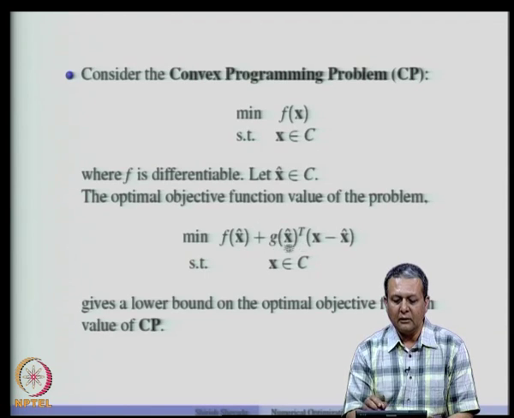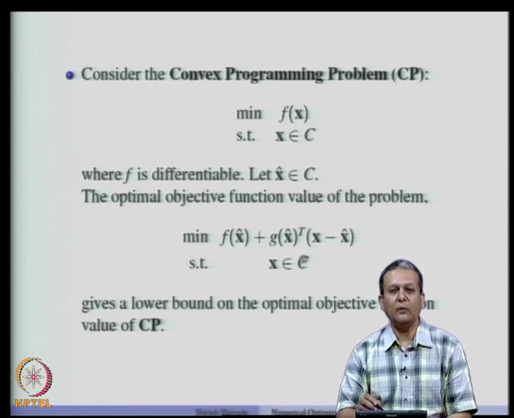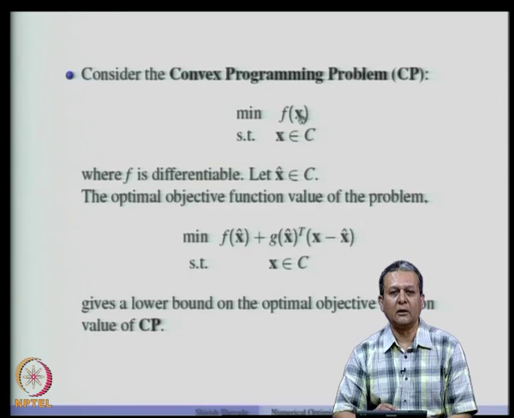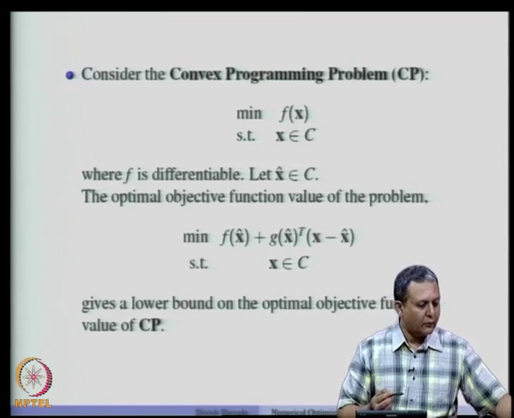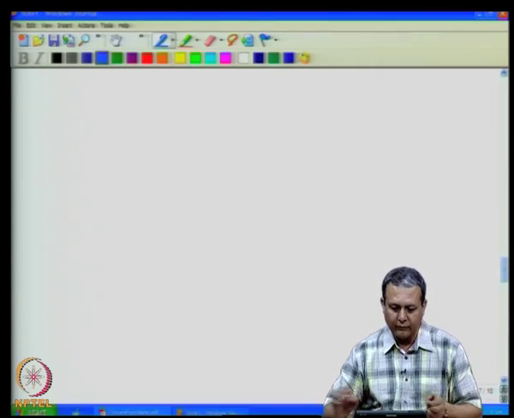So, this is an affine function in x. If we get an optimal value of this problem, that optimal value gives us a lower bound on the optimal objective function value of the original convex programming problem. So, let us see that using an example.